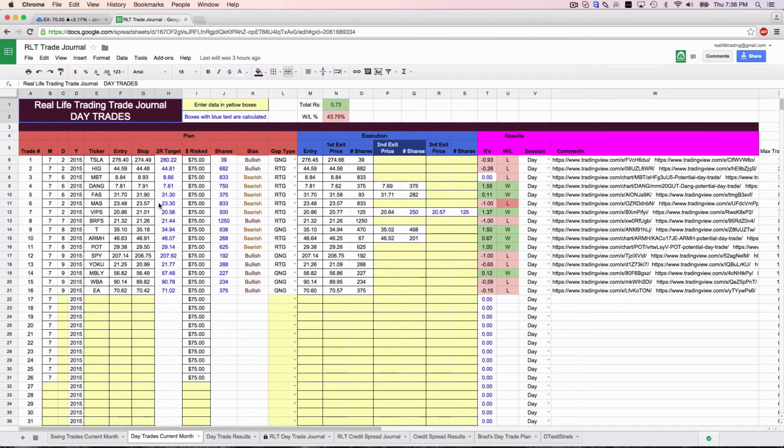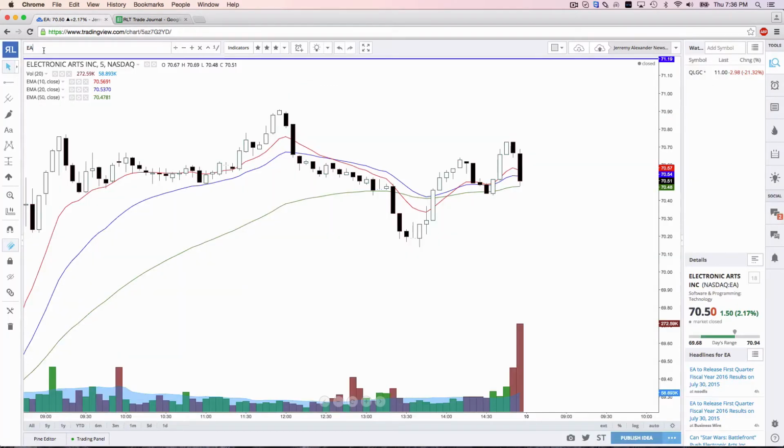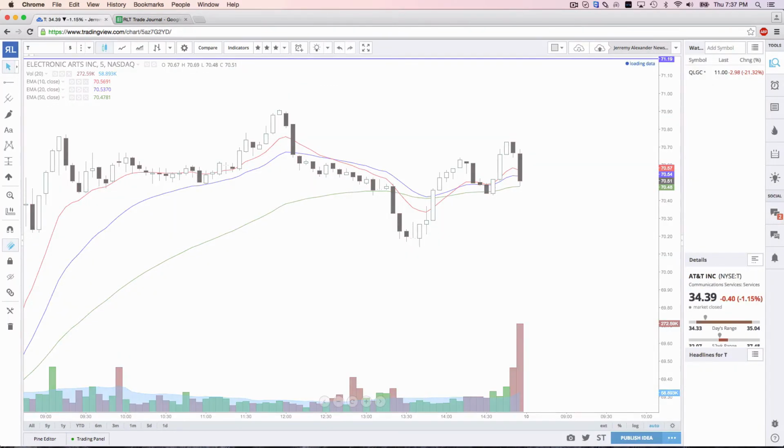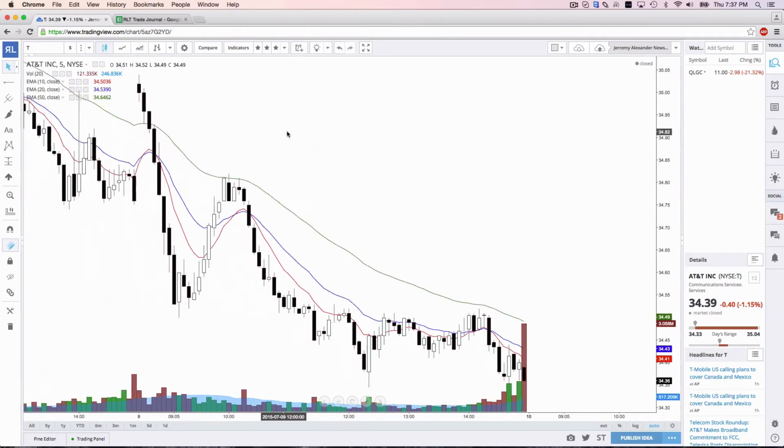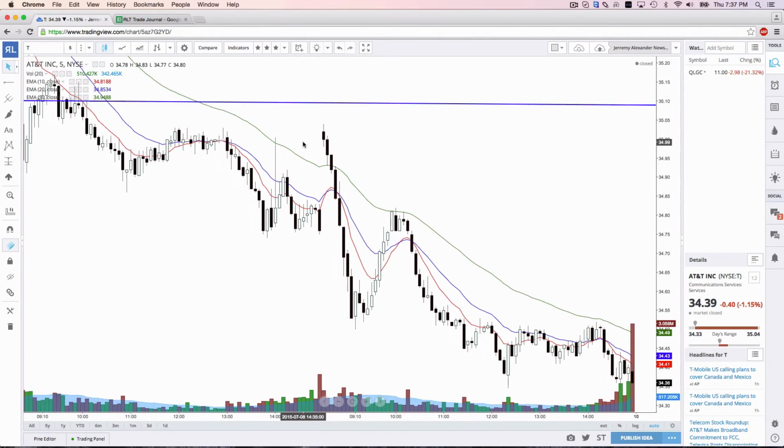All right, so yesterday was a good day. It was about a 3R day yesterday. So right now, let's go look at AT&T. We'll go look at that from yesterday. AT&T is the one that we played bearish yesterday, and you can see that it worked very well today.